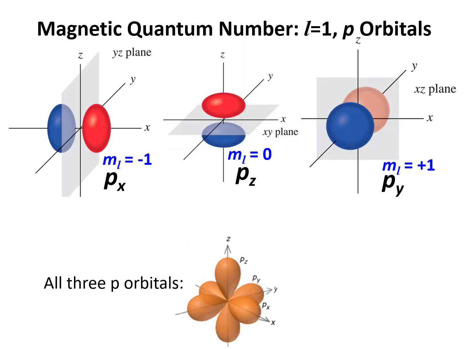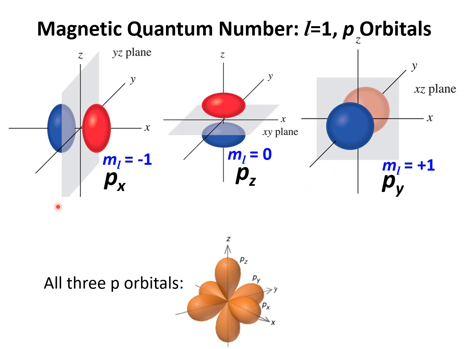Now let's take a look at the magnetic quantum number for the p orbitals. When L equals 1, the magnetic quantum number, ml, can have three possibilities. ml can equal negative 1, 0, or plus 1. This corresponds to the three different p orbitals, px, pz, and py, respectively. And here we can see the three different orientations for the three p orbitals.